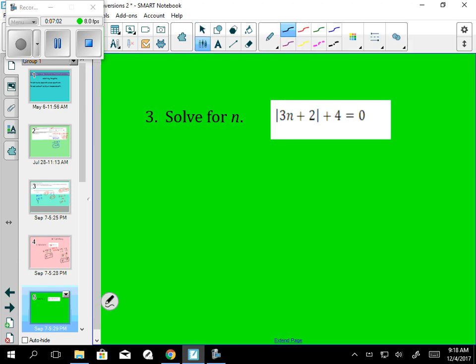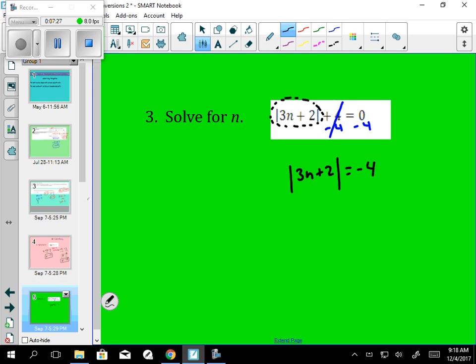Okay, let's try another one. Solve this one for n. Now, whenever you start getting more stuff on the one side of the equals besides the absolute value, your first job is to get all the other numbers away from that. So let's minus 4 to the other side first. We want to get rid of that 4. So now we got absolute value of 3n plus 2 equals negative 4.